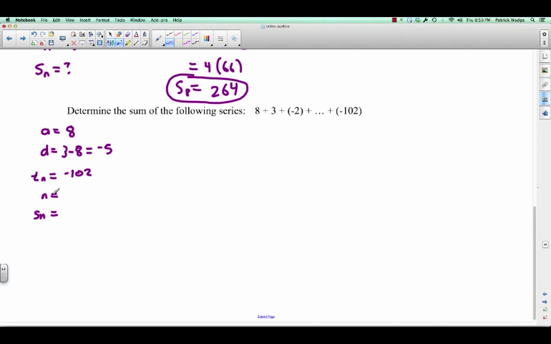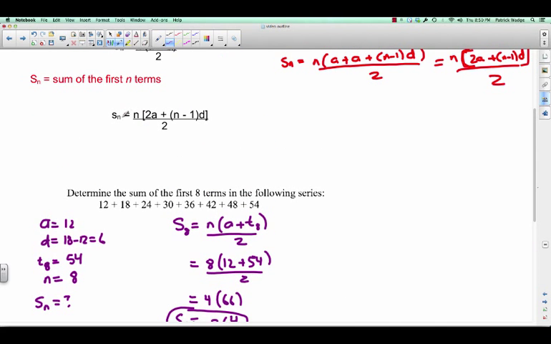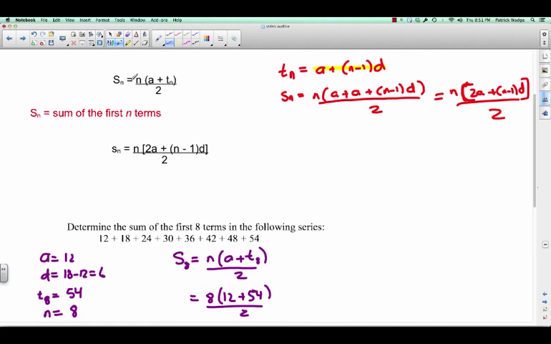The key thing to note here is we don't know n. So if we try to use this formula, it's not going to work. We don't know n. So maybe it's the second formula, or the first formula we use. No, we don't know n in that one either. Boy, we're kind of stuck here.